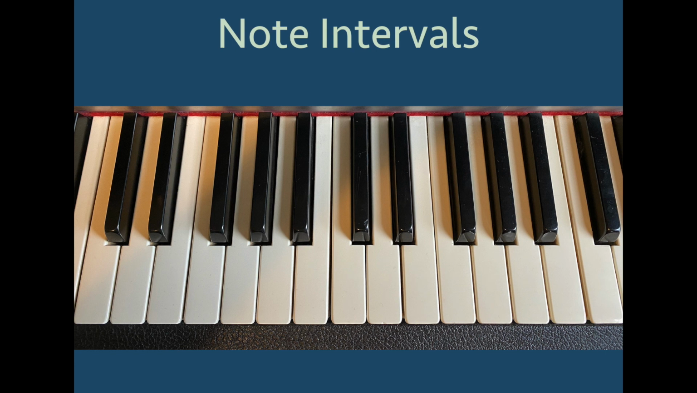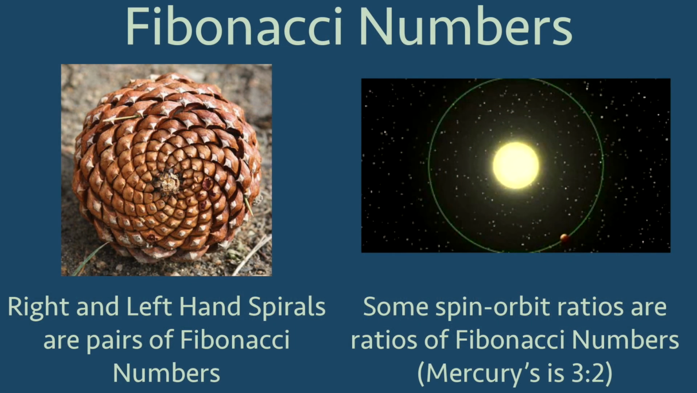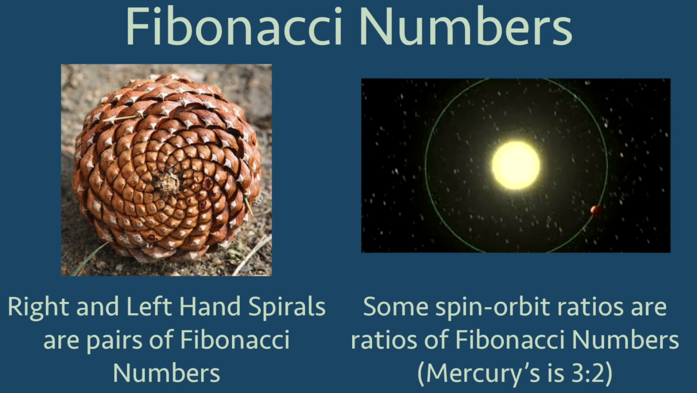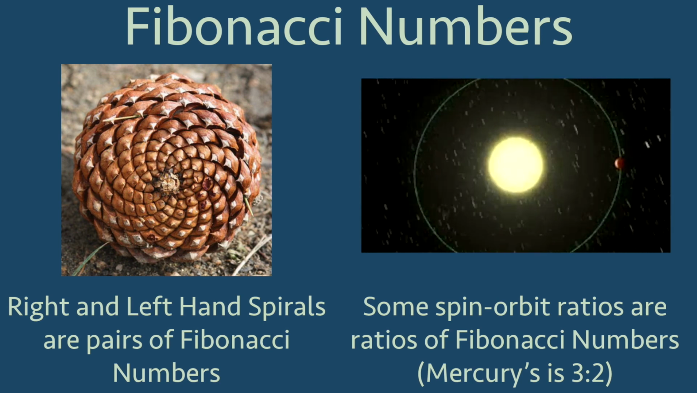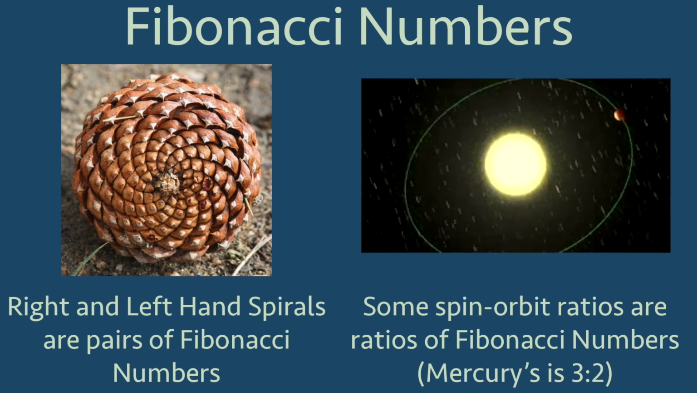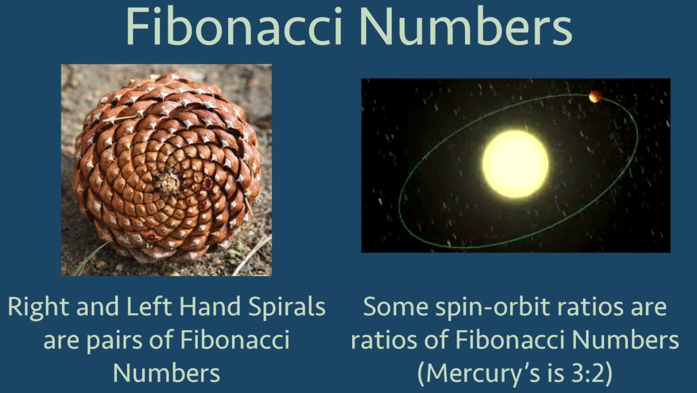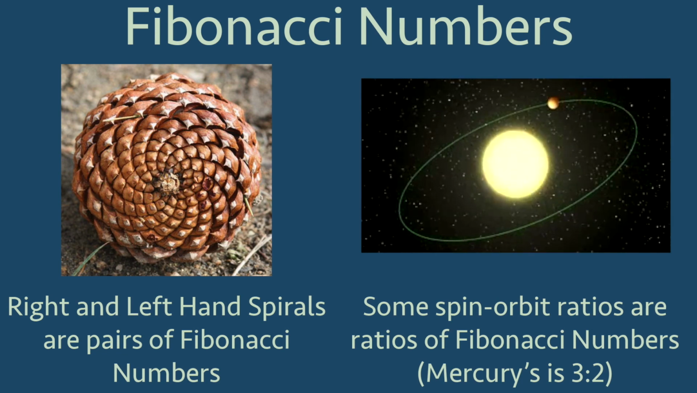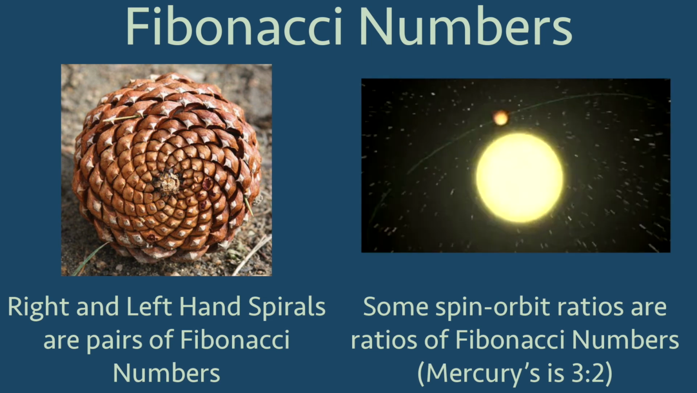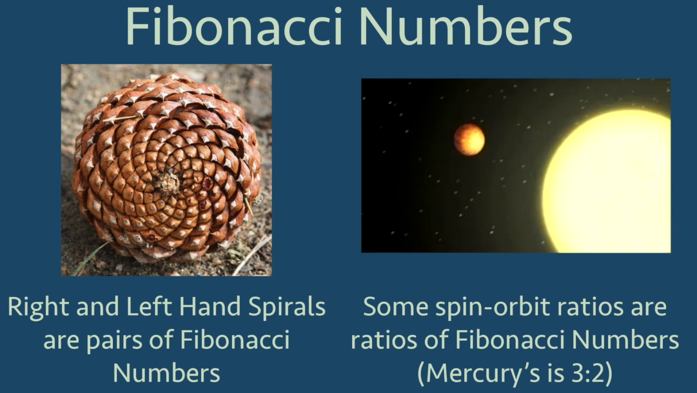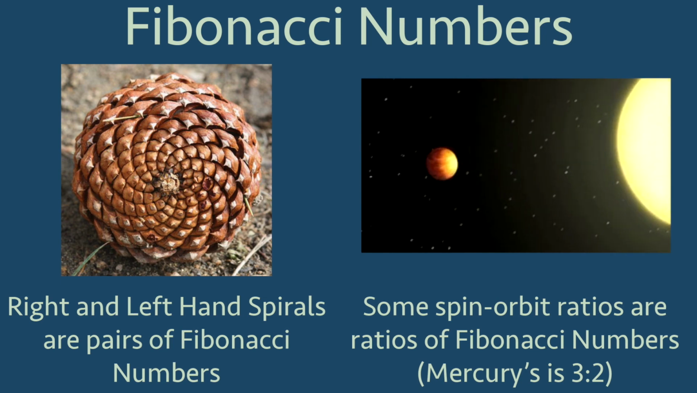There are different opinions about what intervals sound pleasing to the ear, similar to different opinions about what art is pleasing to the eye. With musical intervals, the differences become more apparent when we consider different tuning standards and music history. But similar to the golden ratio, we can see these ratios of consecutive Fibonacci numbers in the natural world. For example, in the spiral patterns of pine cones, the right hand and left hand spirals are often pairs of Fibonacci numbers. And in the solar system, there are spin-orbit resonances, which are ratios with small numerators and denominators. And some of these involve Fibonacci numbers.